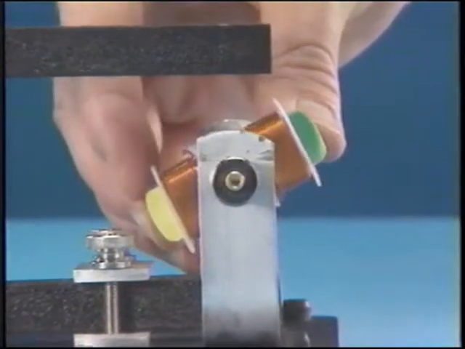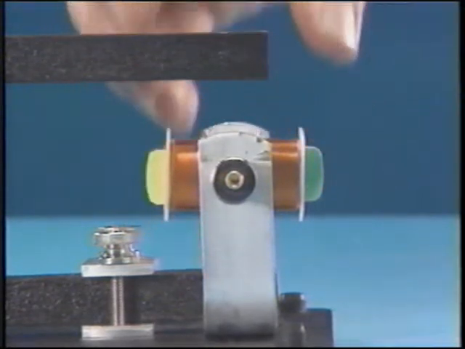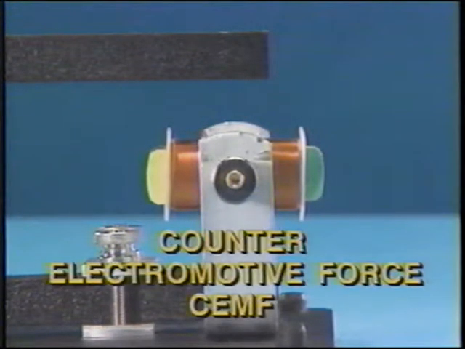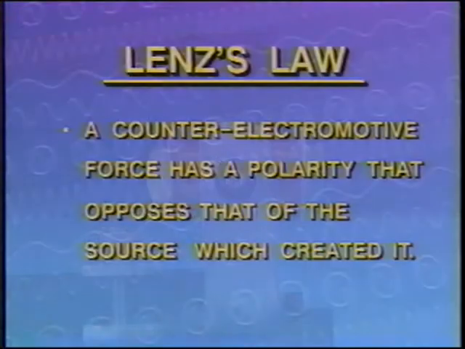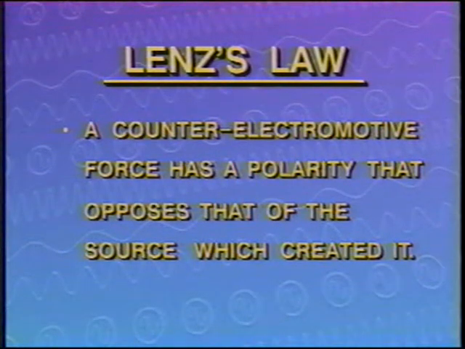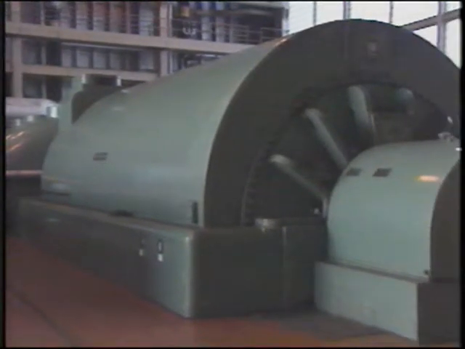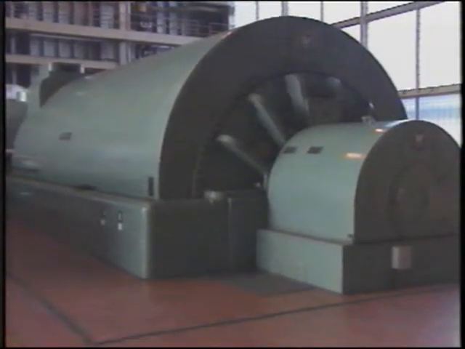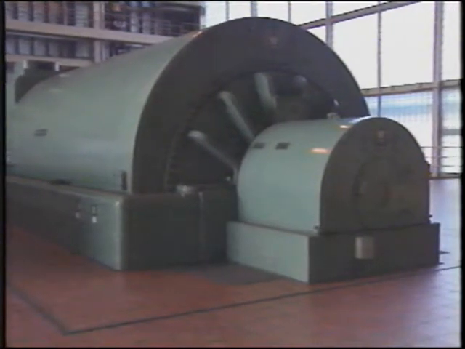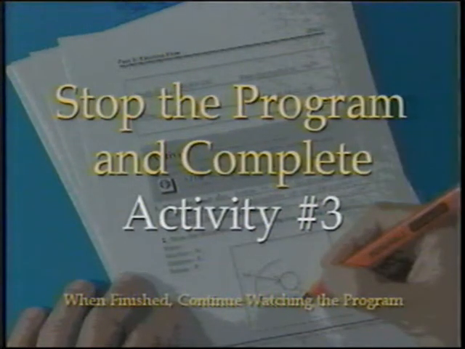But remember that a magnetic field surrounds the conductor in which the current is generated. This magnetic field is such that it opposes the movement of the conductor. It produces an opposing or counter-electromotive force, abbreviated CEMF. This principle is reflected in Lenz's law, which states that a counter-electromotive force has a polarity that opposes that of the source that created it. Because of this principle, it takes a great deal of power to drive a generator while it's producing current. The greater the current produced, the greater the power required to drive the generator.